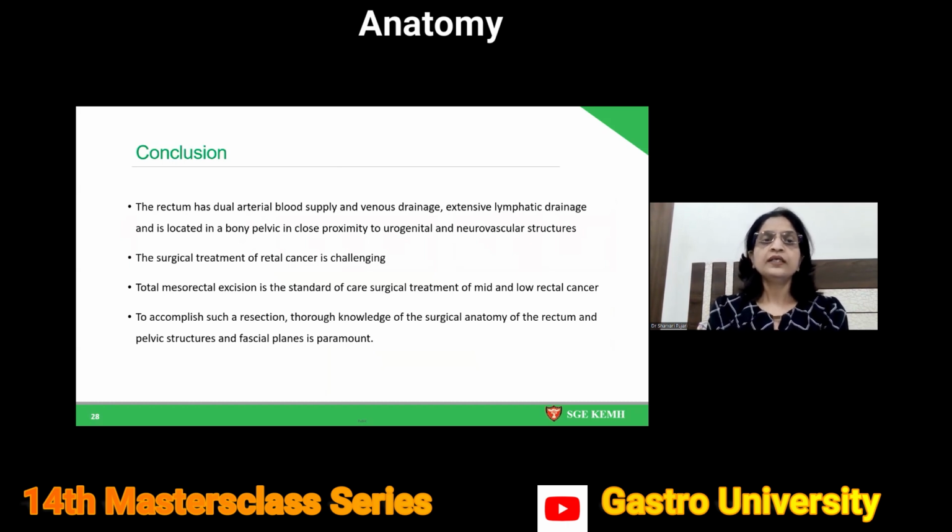Thus, to conclude, the rectum has dual arterial blood supply, dual venous drainage, and extensive lymphatic drainage. In fact, 3 arteries, 3 veins, and dual lymphatic drainage. It is located in the bony pelvis surrounding various important urogenital and neurovascular structures. The surgical treatment of the rectum is challenging, with total mesorectal excision as the standard of care. And to achieve this, good and thorough knowledge of the surgical anatomy of the rectum is of paramount importance.